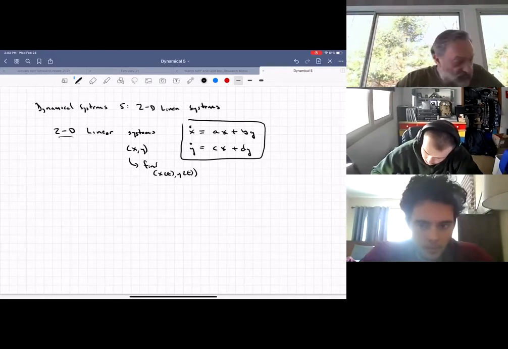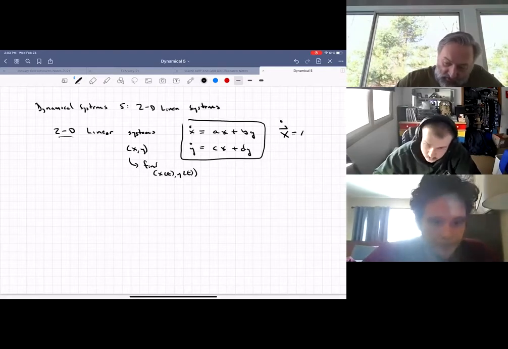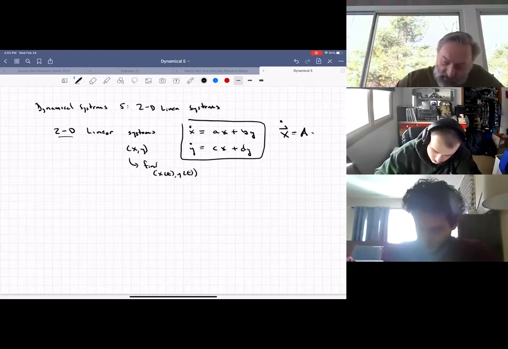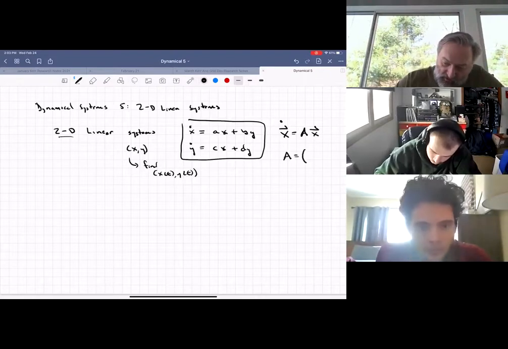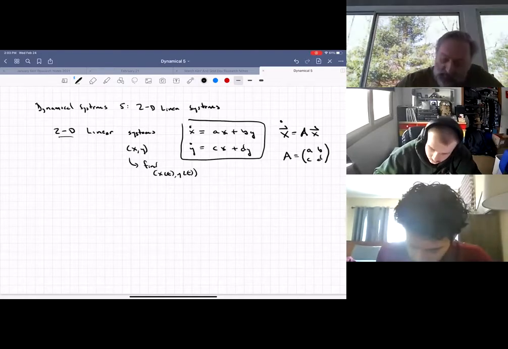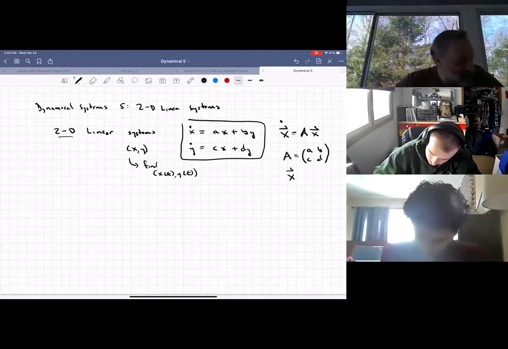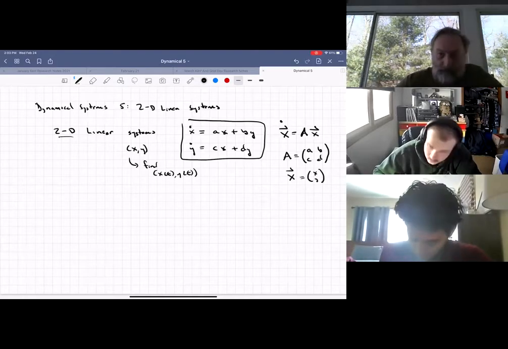So we're going to express this in the following notation. We're going to have capital X dot is some matrix A times X, where the matrix A is A, B, C, and D. So we're going to think about it this way, and we're going to think about this X as meaning x and y, essentially. Okay.